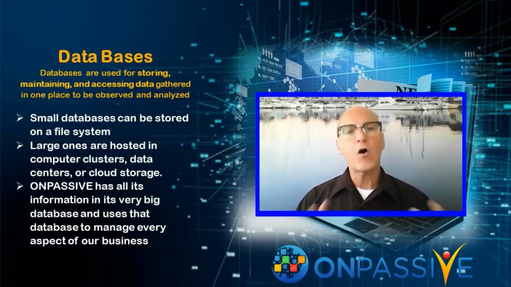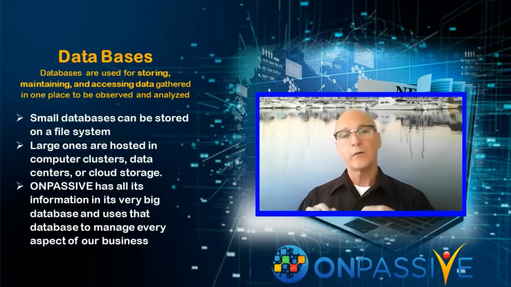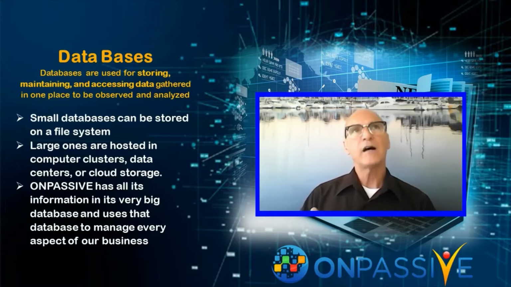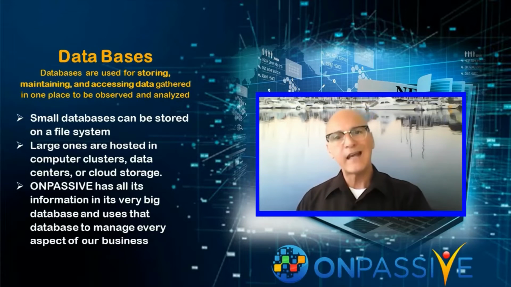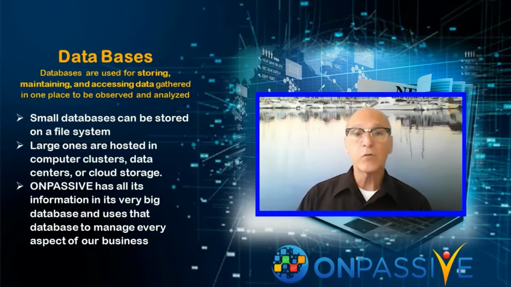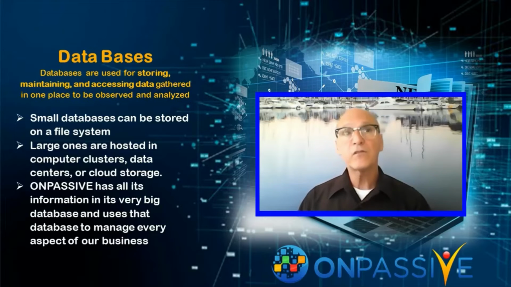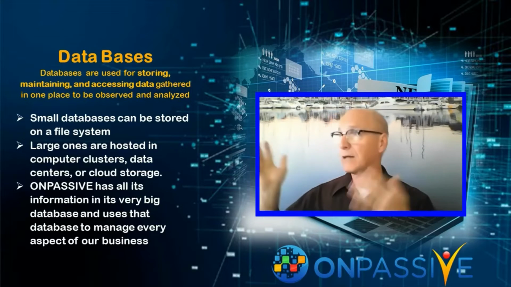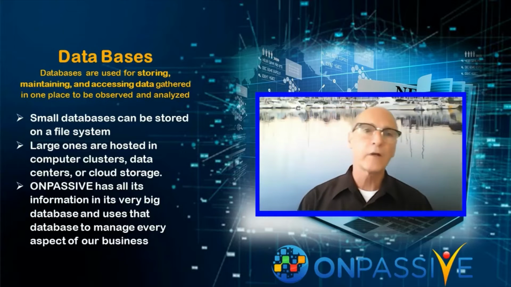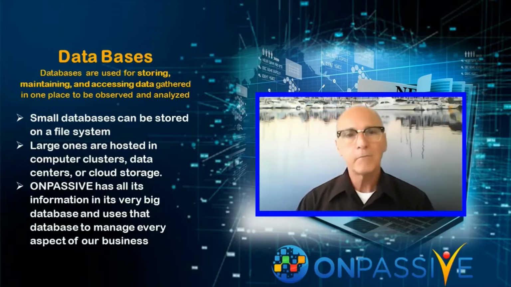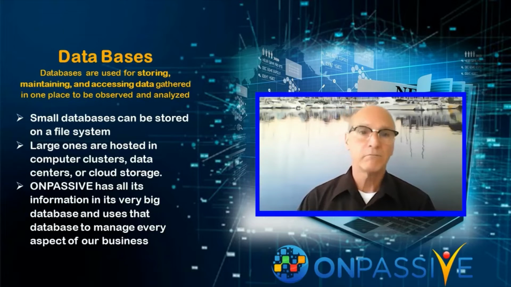That information is all gathered and put into one place so it can be observed and analyzed, so that we can use it, right? Now, in computing, a database is organized as a collection. It is stored data and it's accessed electronically. Small databases can be stored on a file system. Say, for instance, you've got a list of ingredients and you put them in an Excel spreadsheet. That is a very, very basic database, in a sense.